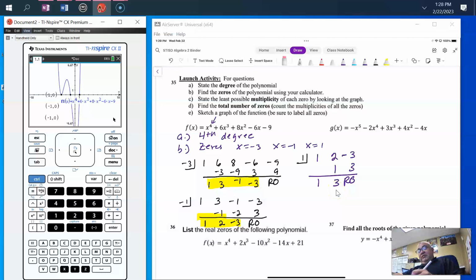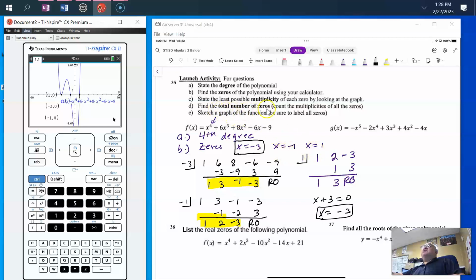So what do I have? I have x plus 3 equals 0, so x equals -3. So we know which one is repeating. It's actually x equals -3. X equals -3 is a multiplicity of 2. This is a multiplicity of 1. And there's a multiplicity of 1.